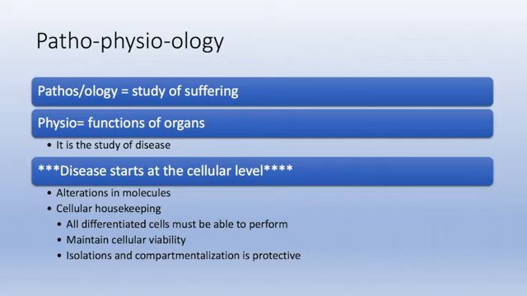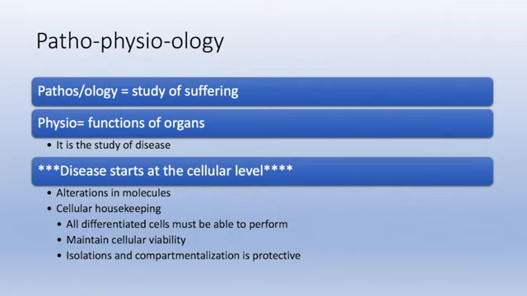We are going to be looking at disease starting at the cellular level. We get alterations in molecules, genes, proteins, metabolites. All of that influences cell behavior and ultimately cell survival. All cells maintain cellular housekeeping, so they all have their certain roles. They all need to be able to function. They are all differentiated, and they must be able to perform their key responsibilities. If they're unable to perform them, then we have a breakdown, and ultimately we end up with cellular injury and cellular death. They maintain cellular viability by doing their jobs appropriately.